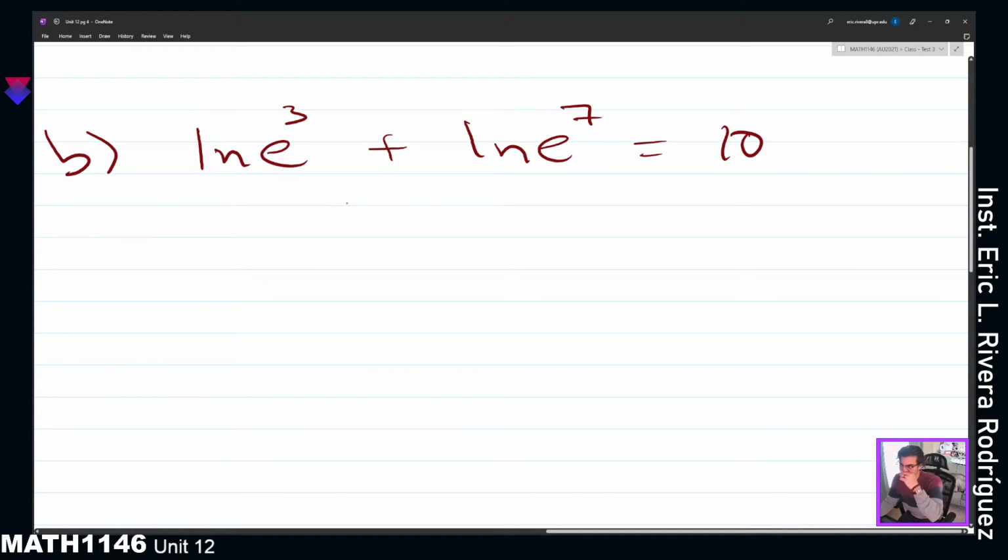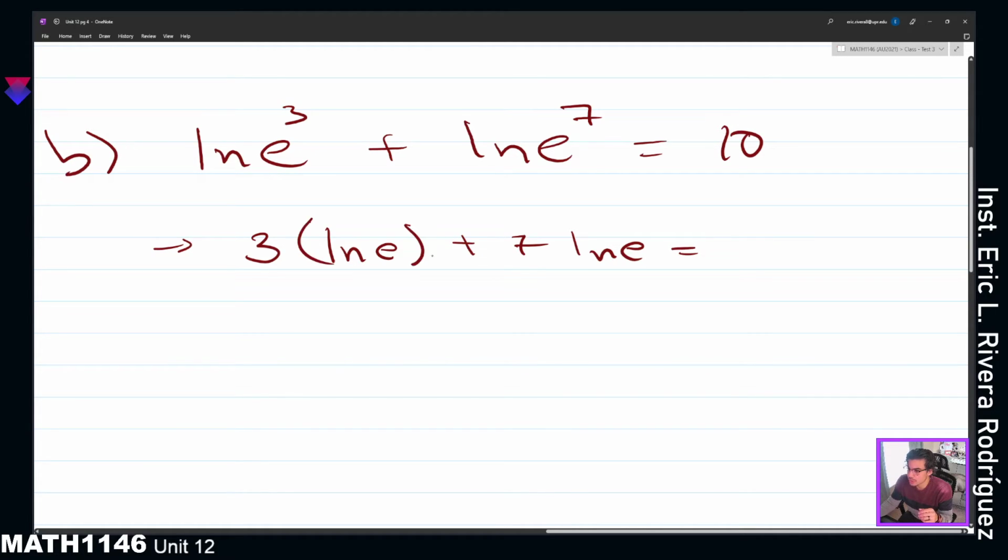So let me give you the 2 steps. The first one, you can use the product property. You can combine these 2 logarithmic functions into one, and then see that you can cancel e. But if I use the power property, I can bring down the exponents as factors in front of the logarithmic functions.